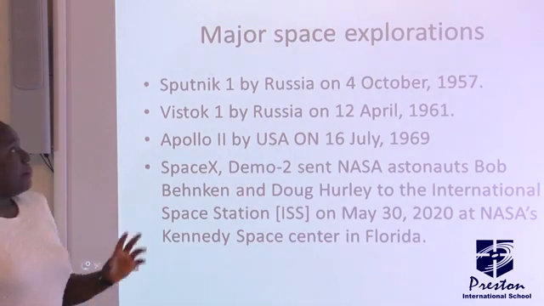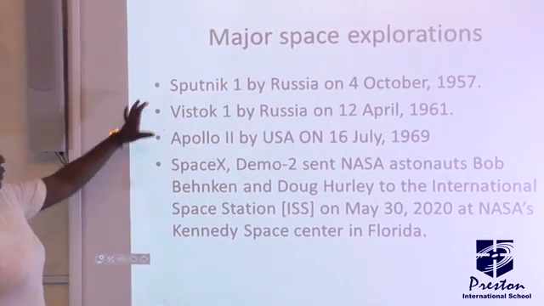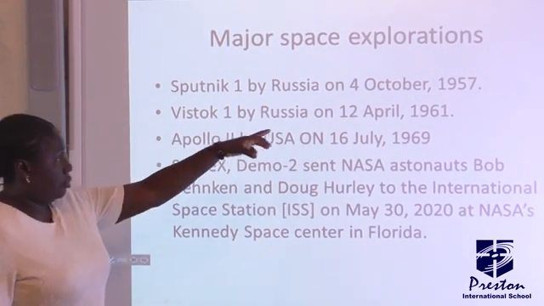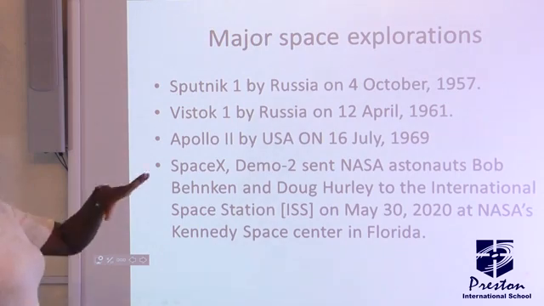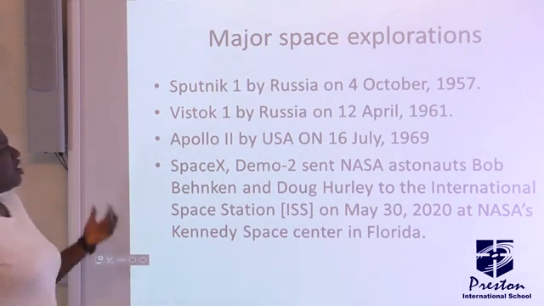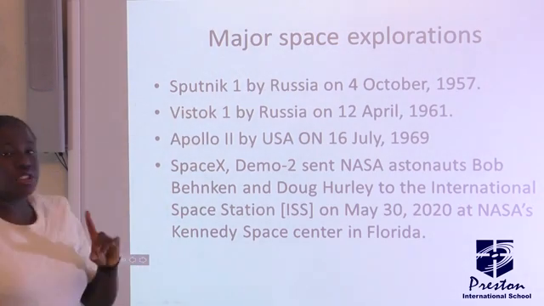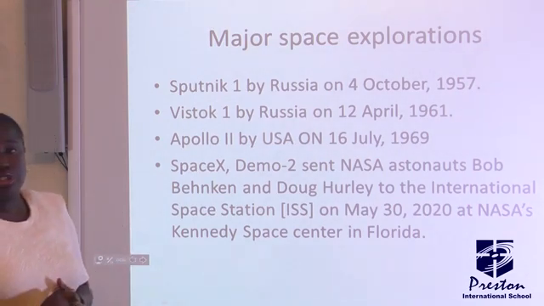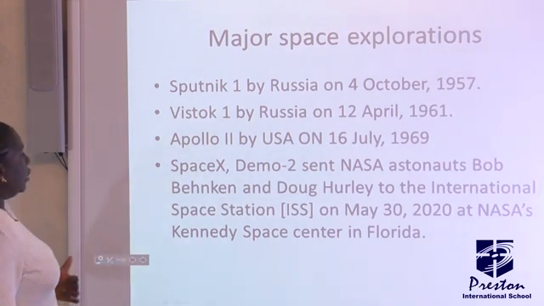Now let's look at major space exploration. The first one was Sputnik 1. It was launched by Russia on the 4th of October 1957. That was basically artificial, no living thing. The second one, I think Sputnik 2, was launched by Russia again, and that conveyed the first living thing, which was a dog, into space. But the dog did not survive. It got burnt along the way.